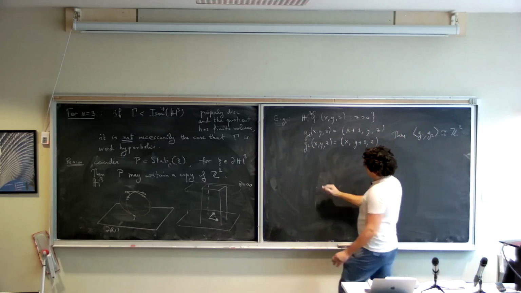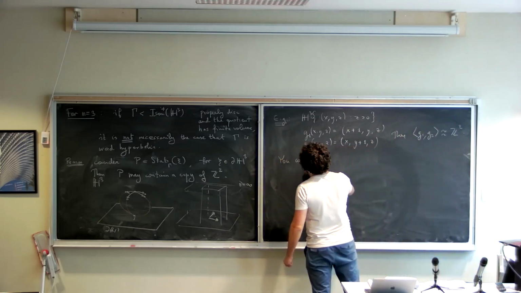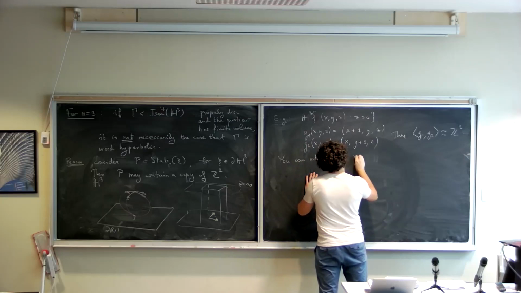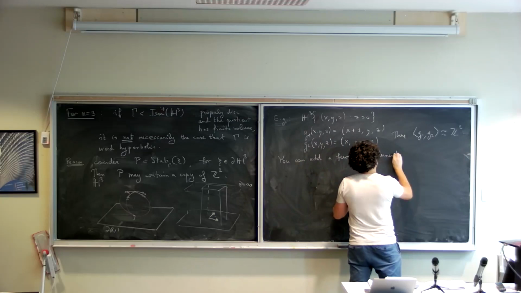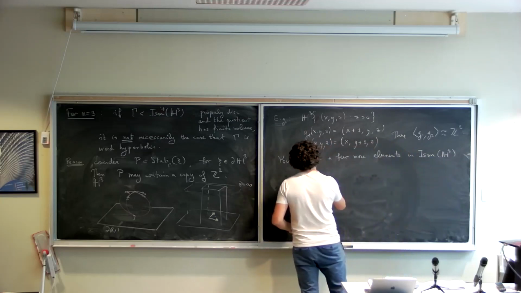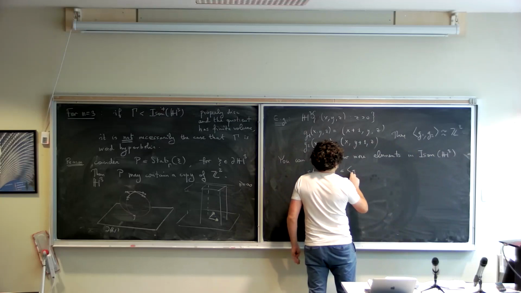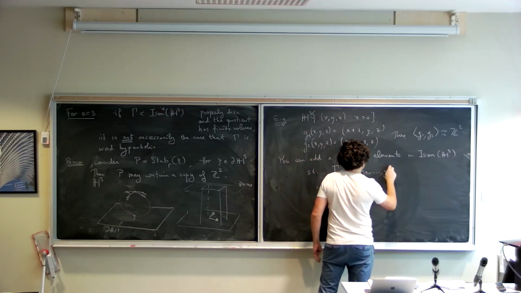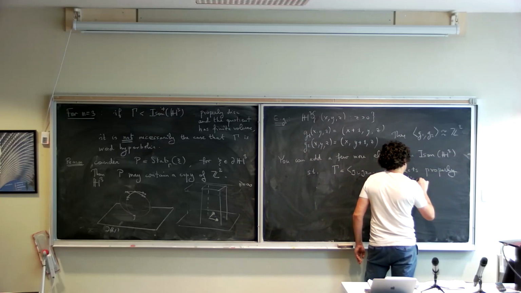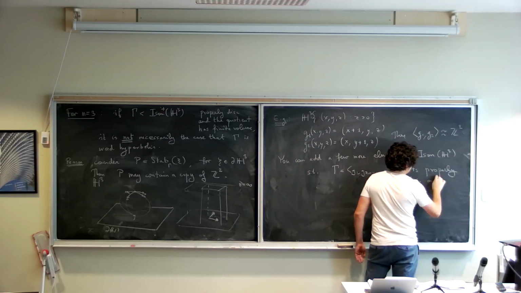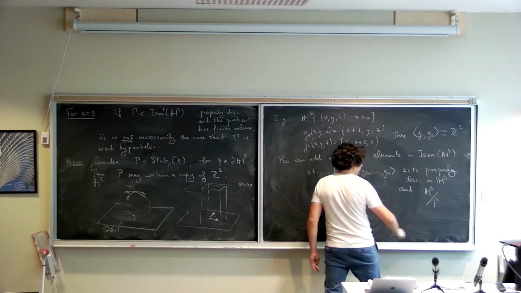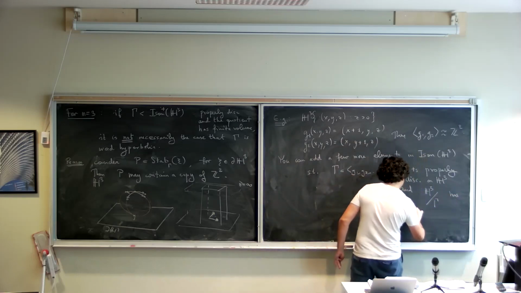And there is a way you can add a few more elements in the group of isometries, such that gamma generated by g1, g2, and these extra elements acts properly discontinuously on H3, and the quotient has finite covolume, that is, finite volume.